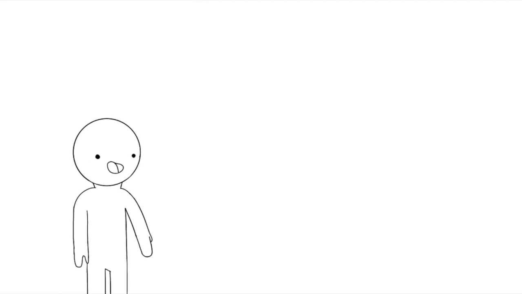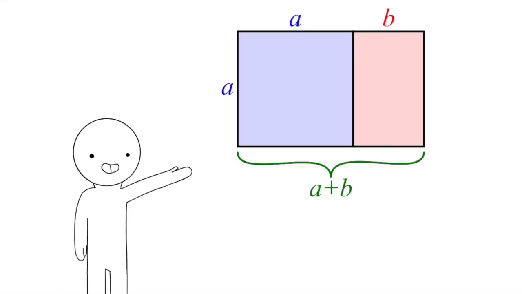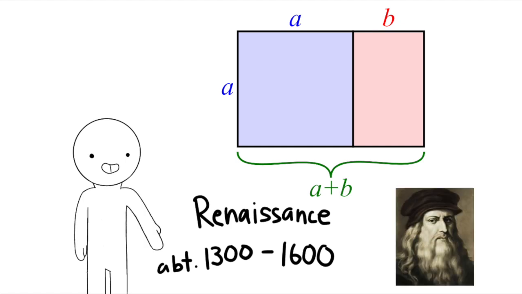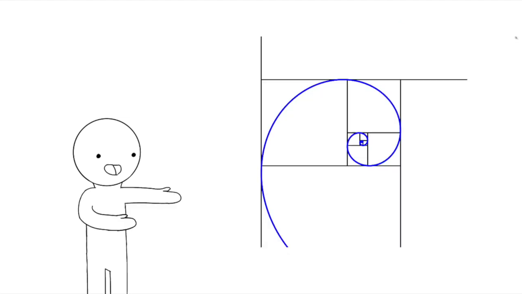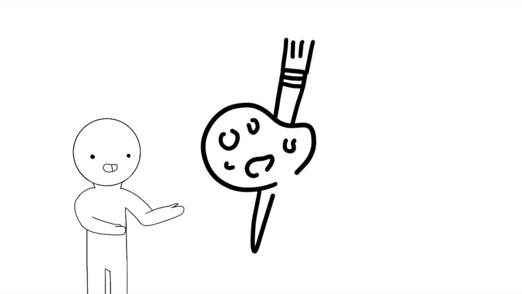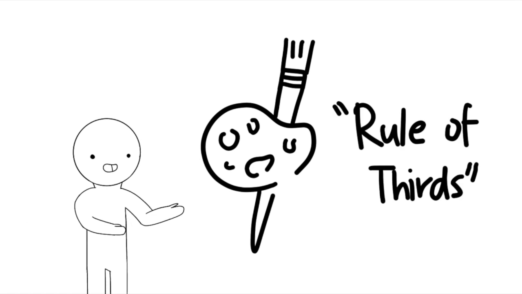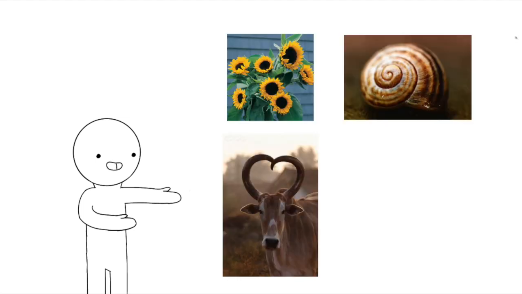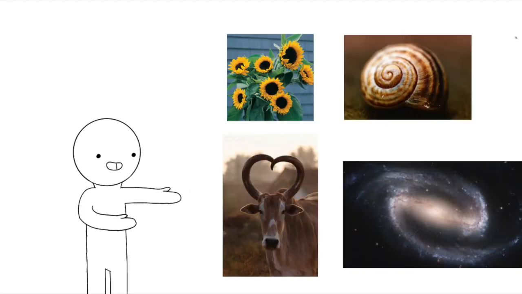The golden rectangle was used a lot during the Renaissance period by artists like Leonardo da Vinci, and the golden spiral was formed by a cluster of golden rectangles together. Both of these are used in art, which has been widely called the rule of thirds, and have been said to be aesthetically pleasing to the eye. The spiral can also be seen in nature, such as shells, flowers, horns, and even galaxies.